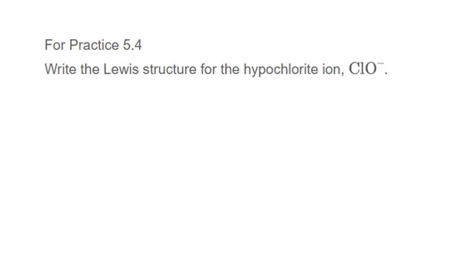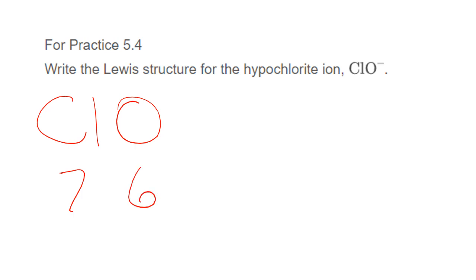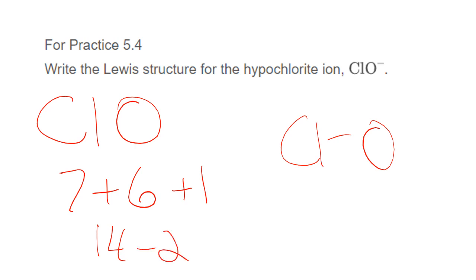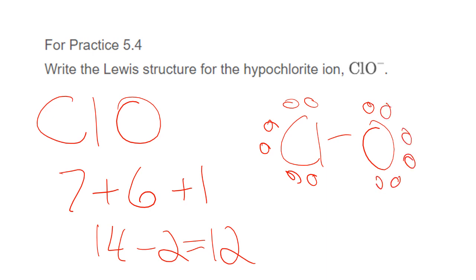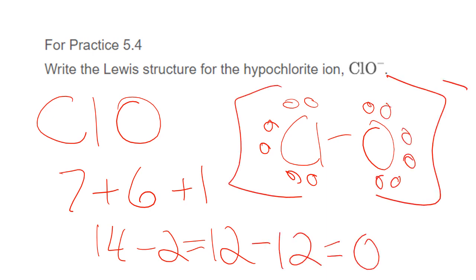ClO minus, Cl has 7, oxygen has 6. So minus 1, we're going to add 1. So that's 13, 14. Cl bond using 2 electrons, minus 2, that's 12. 1, 2, 3, 4, 5, 6. 1, 2, 3, 4, 5, 6. That's all 12 electrons used up. Brackets because it's a minus 1 charge.